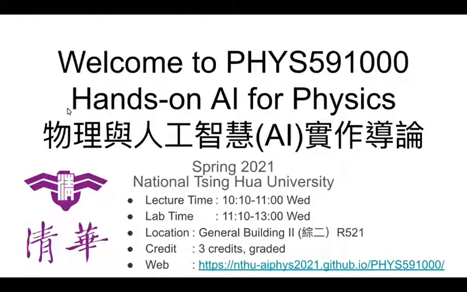Physics 591000 Hands-on AI for Physics 物理与人工智慧实作讨论. This is a Spring 2021 course in National Tsinghua University. This course is composed of two components. Lecture time is Wednesday 10:10 and lab time is Wednesday 11:10 to 1 p.m. This course will meet in General Physics 2 R521. It has 3 credits. You can access the course website at this URL.